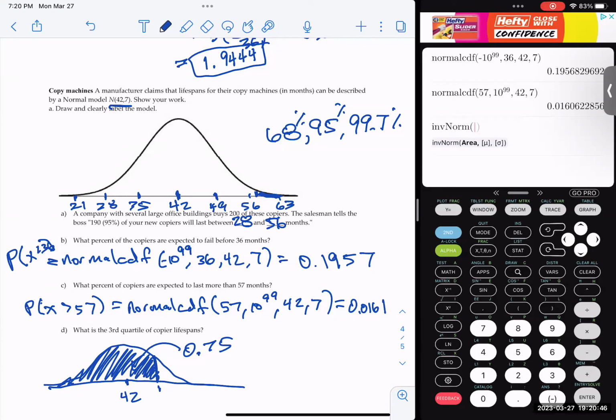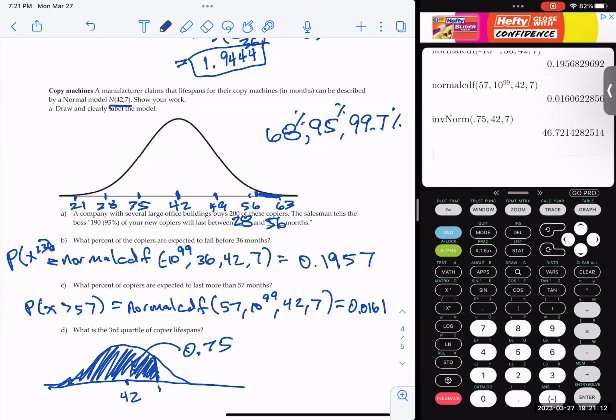So what area am I working with on this one? Okay, 0.75. What's the mean? Okay, 42. What's the standard deviation? 7. Guess what the answer is. Just give it your own guess right now. What's a guess? I mean, something bigger than 42, right? Because when I picture it to the right, that's a guess. That's very specific. Yeah, 46.72 is what I would get for that too. So 46.72 months.